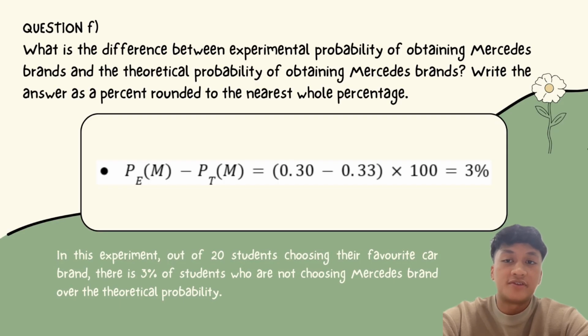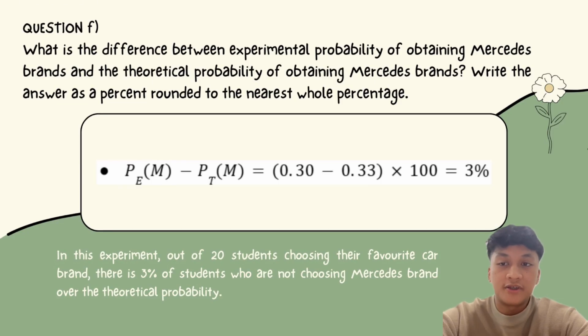PEM is the experimental probability of Mercedes and PTM is the theoretical probability of Mercedes. For PEM, it is 0.30, so we subtract PTM, which is 0.33, and for the answer we multiply by 100 to get the percentage, and the answer is 3%.